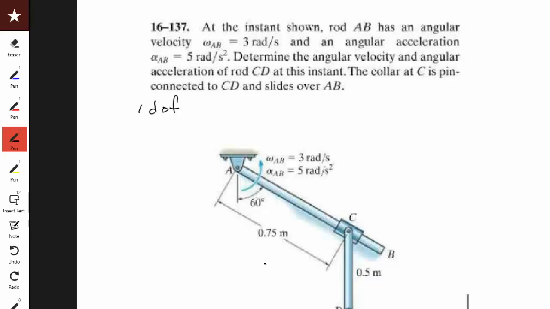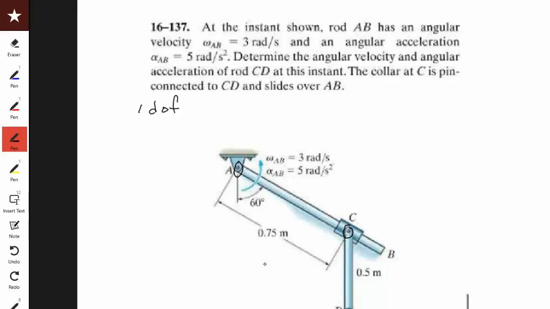Okay, so the next thing to do is to identify the special points. In this particular case, the special points are A, because it's tied to the ground and I know something about it. C, because it's touching the link and it's also touching the collar and it's also sliding along the bar AB. And then D is also a special point because it's touching the ground. Therefore, I know what it's doing. Okay, so those are the points.